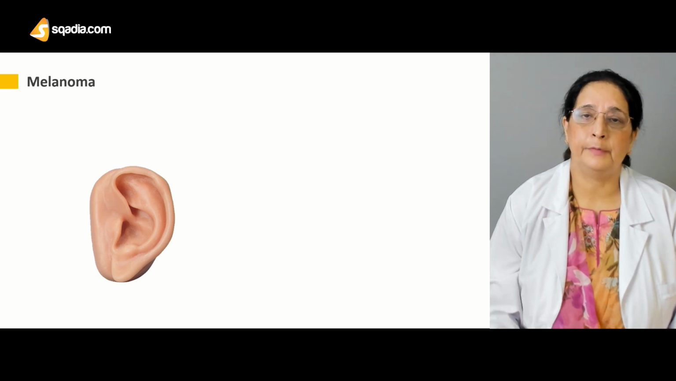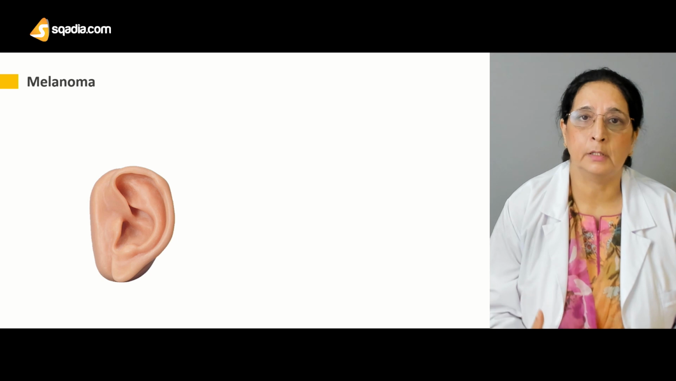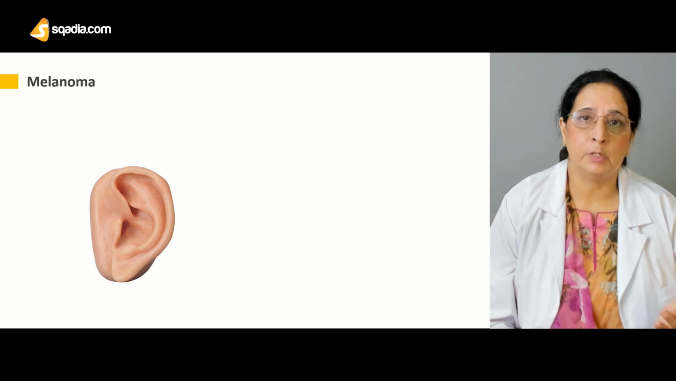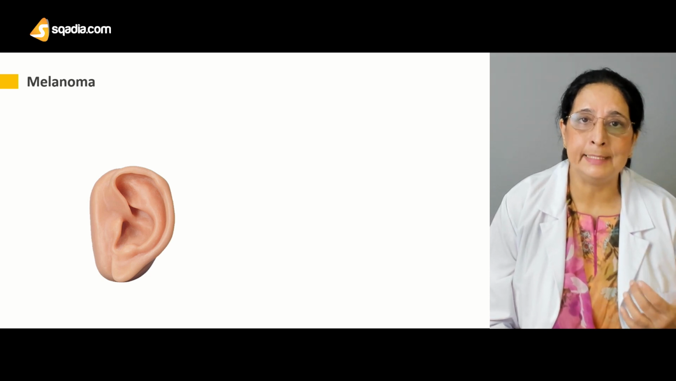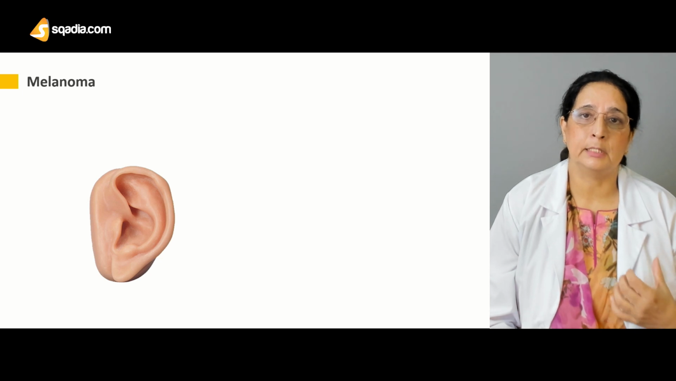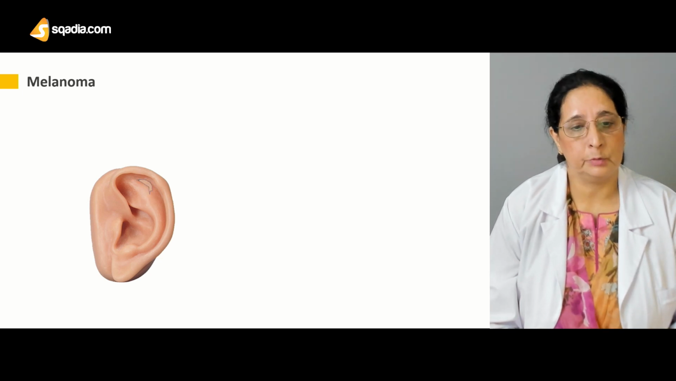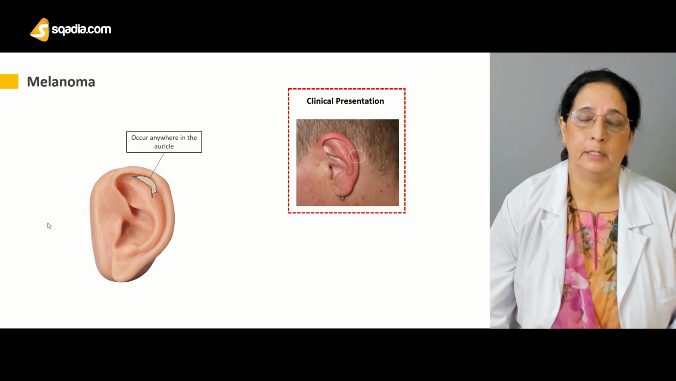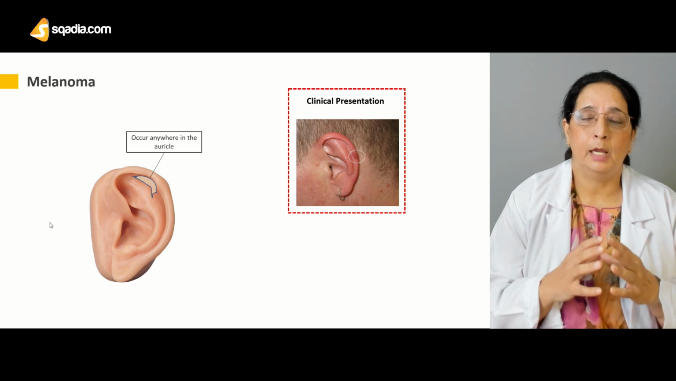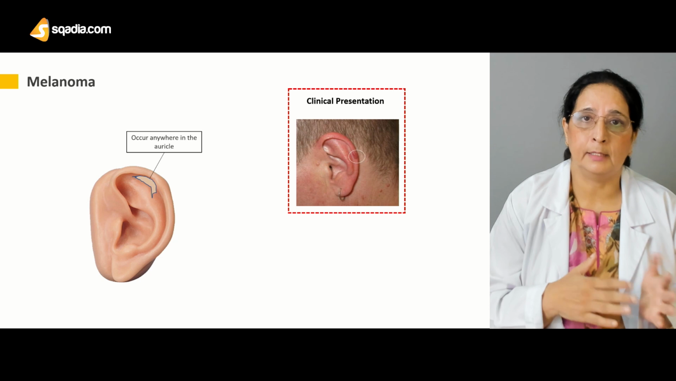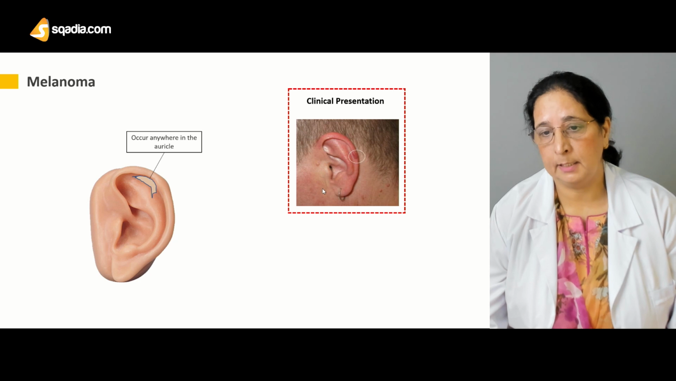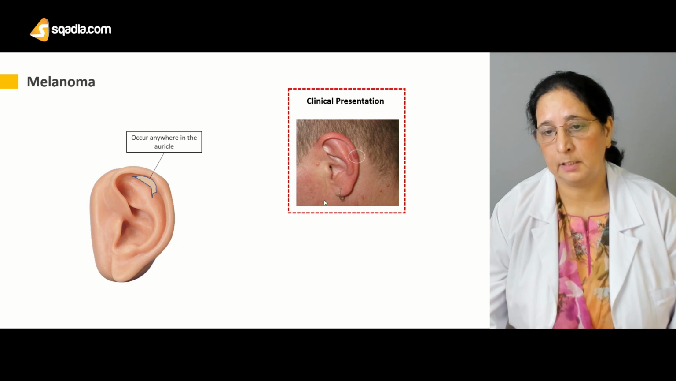Melanoma is the third type of malignant tumor of the pinna or auricle. As the name shows, it is a tumor that develops from melanin-producing cells, the pigment that gives color to the skin. It can occur anywhere on the auricle, without any special site or predilection. Here you can see melanoma present in the helix again.